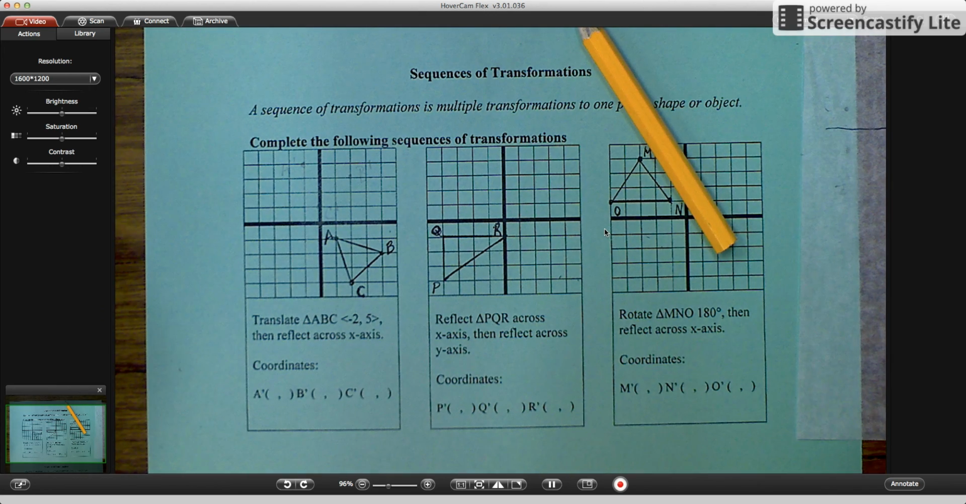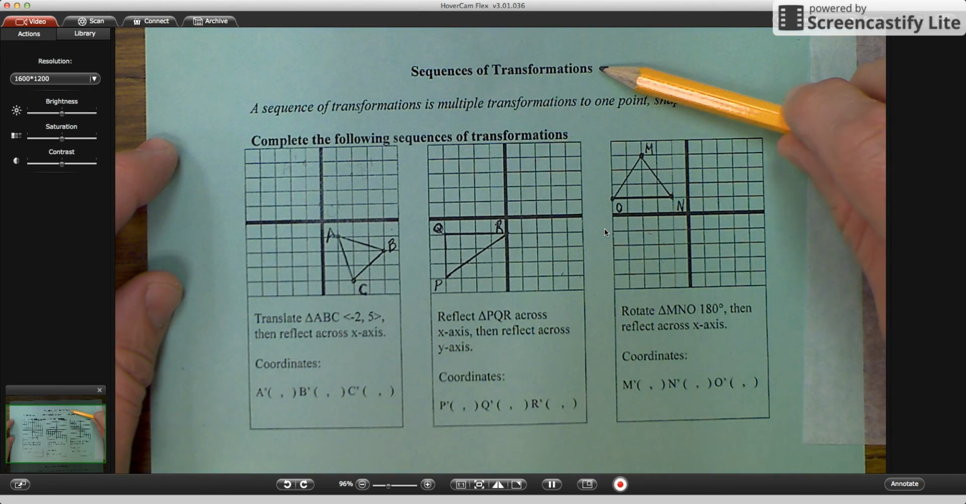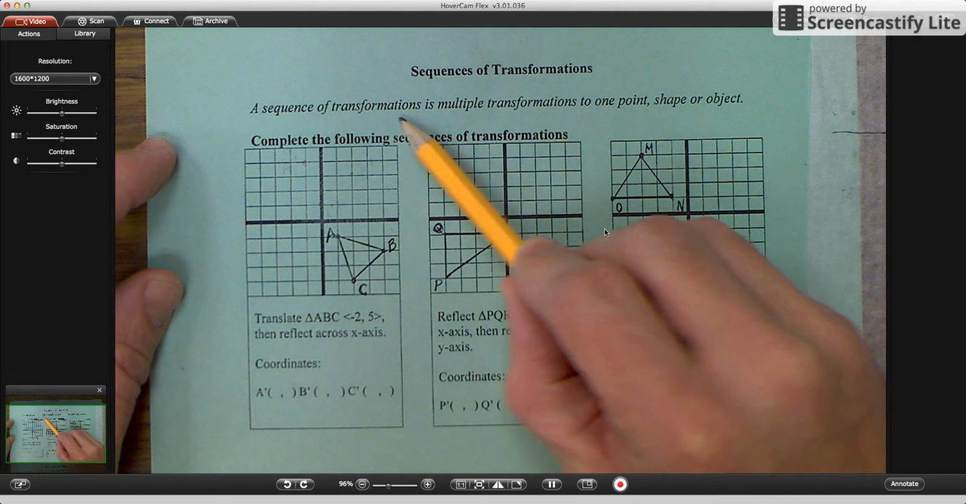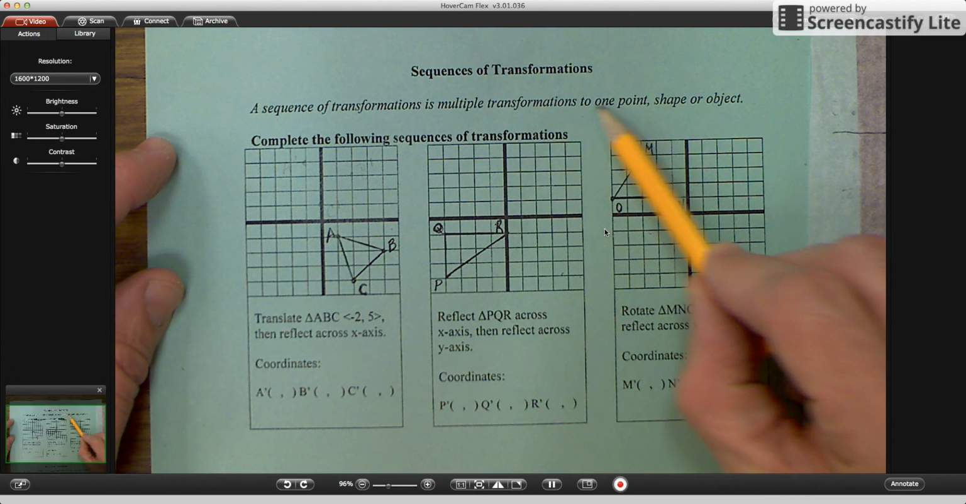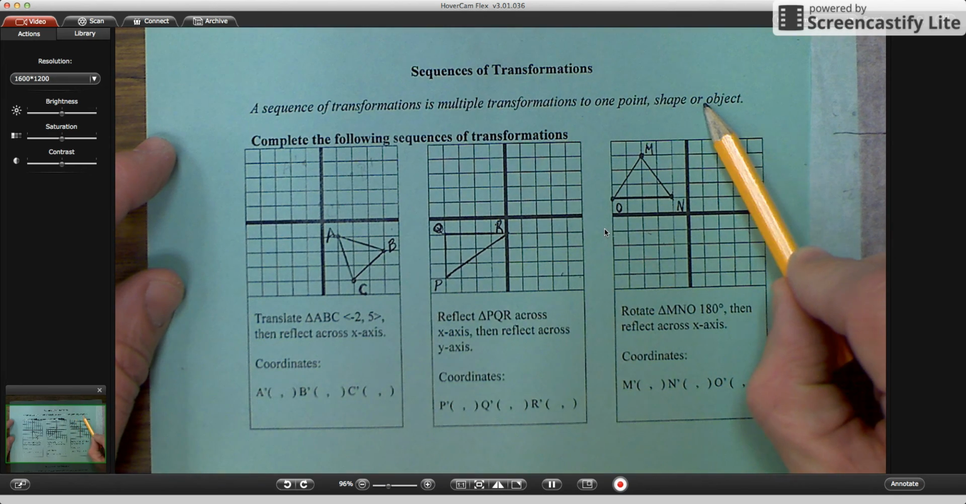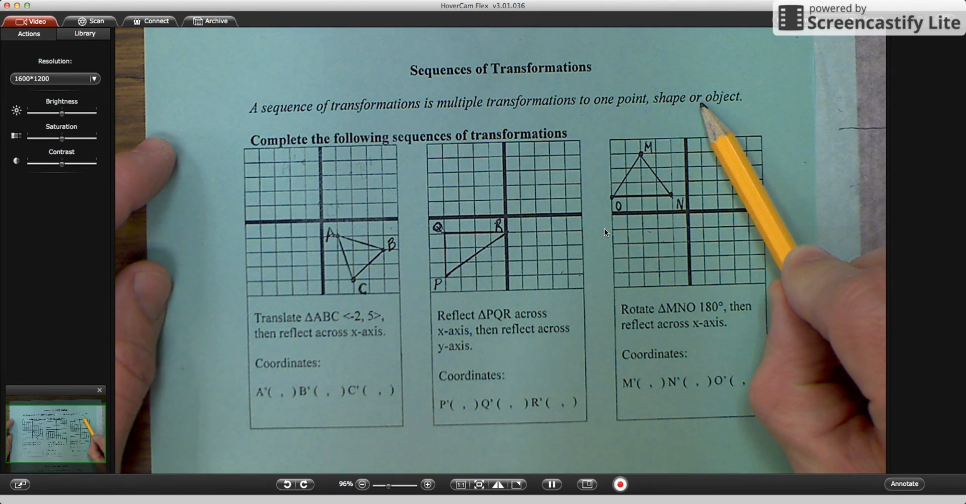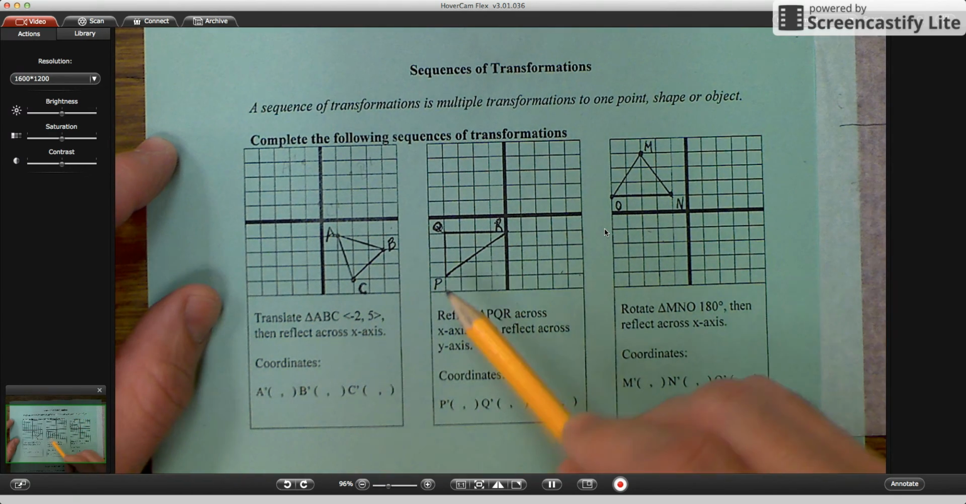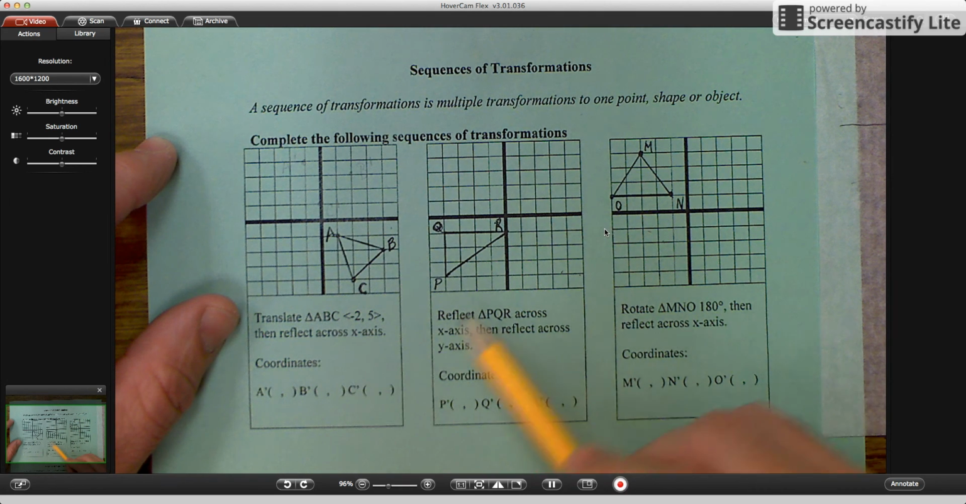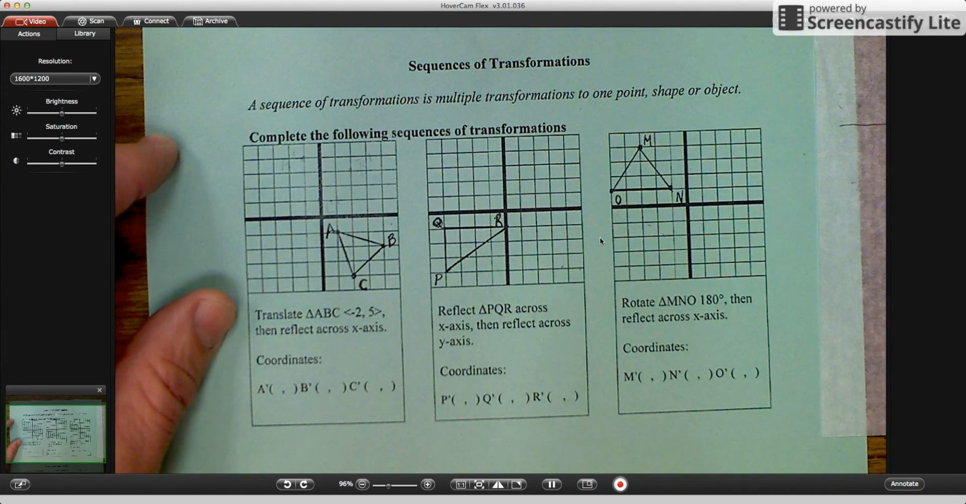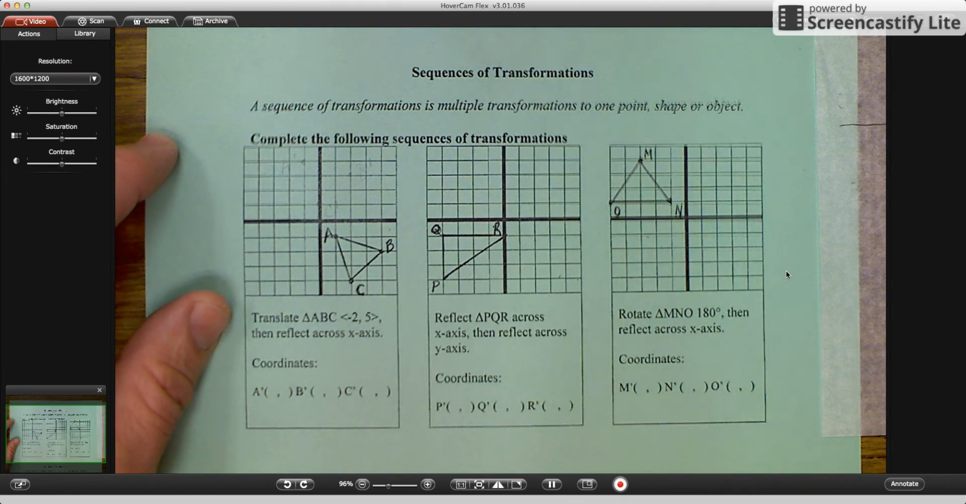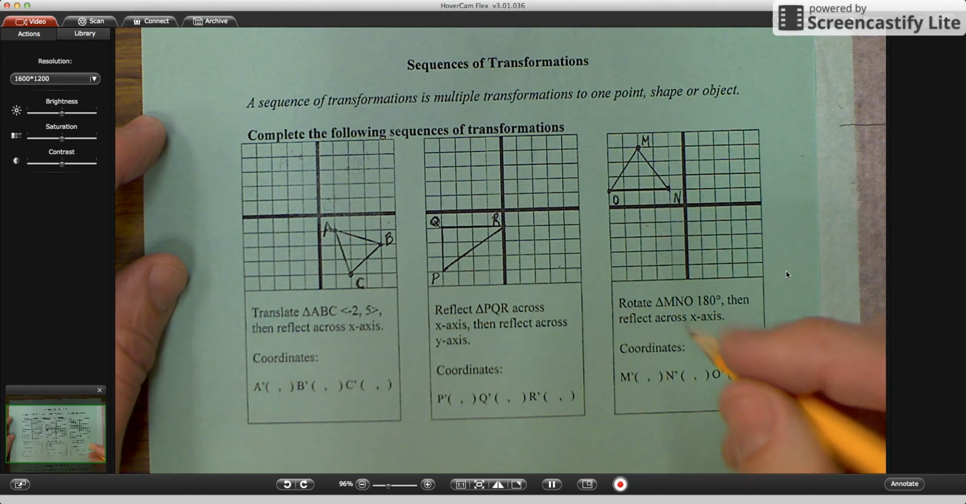Okay, today we are going to talk about sequences of transformations. A sequence of transformations is multiple transformations applied to one point, shape, or object. So we have our translations, we have our reflections, and we have our rotations. Those are your three different transformations that we've done. So let's get started.